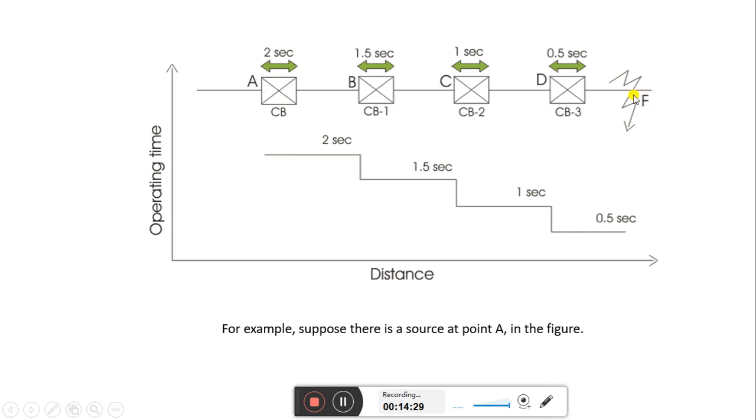Now let us say the fault is at this point. As soon as the fault occurs at this point, at the very first stage, the relay or the circuit breaker which is nearest to this fault point will operate first. Here this is CB3. So the time setting for CB3 is given as 0.5 second. It means this CB3 will operate first, and that will be called the primary protection.